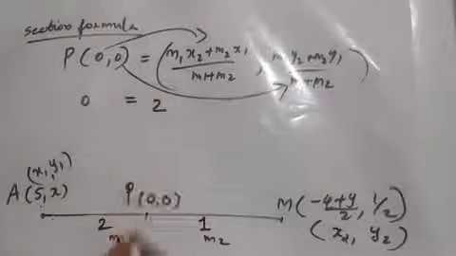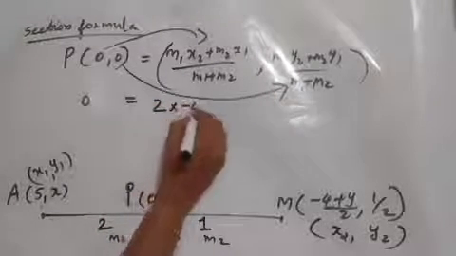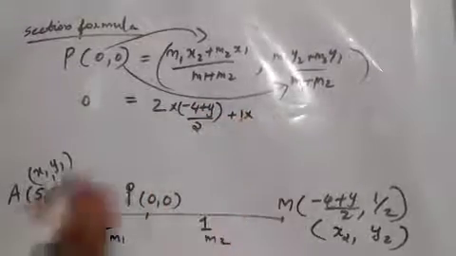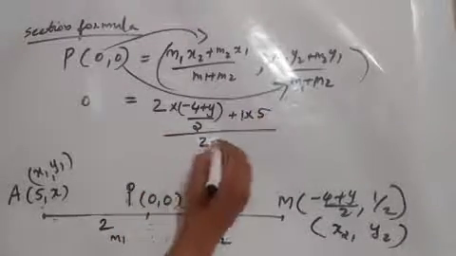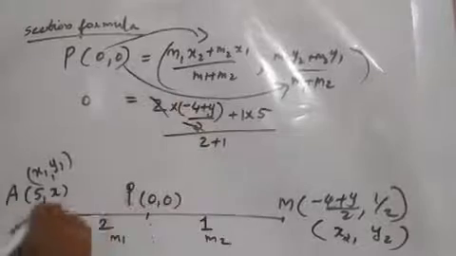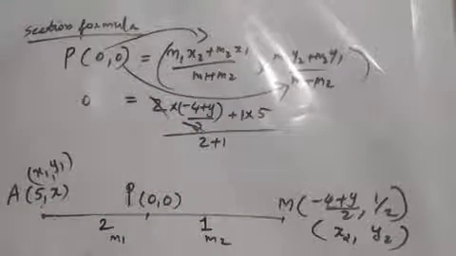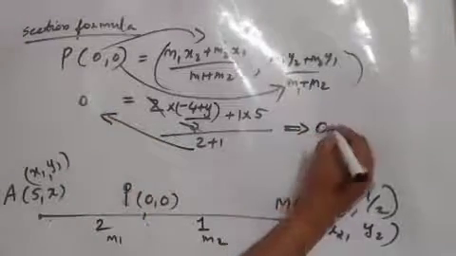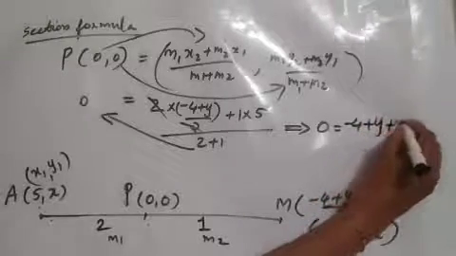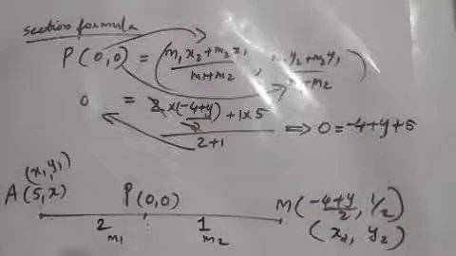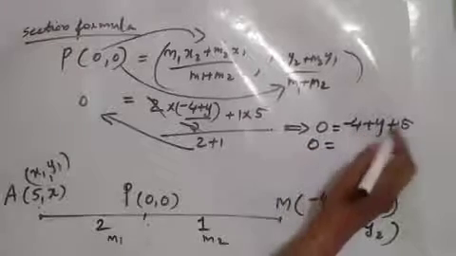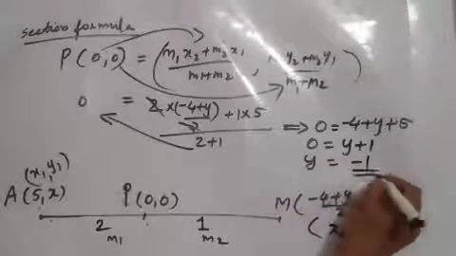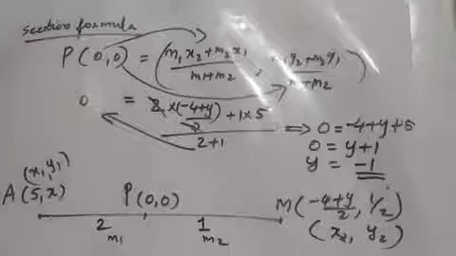0 equals, m1 means 2 into (-4 plus y) by 2, plus m2 means 1, x1 is 5, whole divided by 2 plus 1, m1 plus m2. Cancel out this. Cross multiply: 0 into 3 is 0, equal to -4 plus y plus 1 into 5. That is 0 equals -4 plus 5, that is y plus 1, or y equals -1. Thus we obtained the value of y as -1.